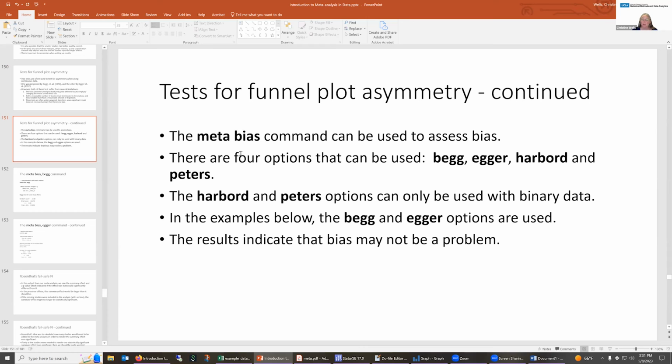You can use the meta bias command. There are 4 options on this command: Begg, Egger, I hope it's pronounced Egger, Harbord, or Peters. Harbord and Peters are only used with binary data, so we're not going to go over those.